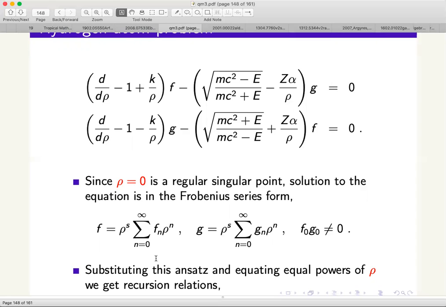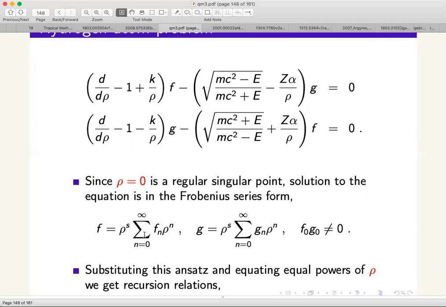Then there is another statement written out here, that f0 times g0 is not equal to 0. This is just a statement of the Frobenius series, that this series starts with rho to the 0, so the first coefficient is just f0. F0 plus F1 rho plus F2 rho squared plus F3 rho cubed, and similarly G0 plus G1 rho plus G2 rho squared, and so on.